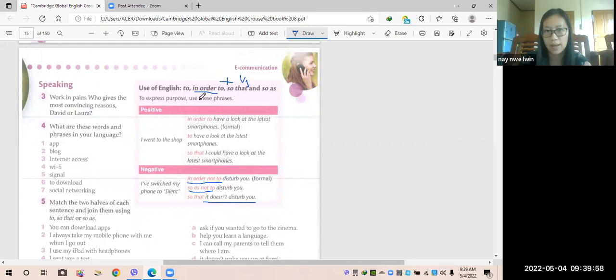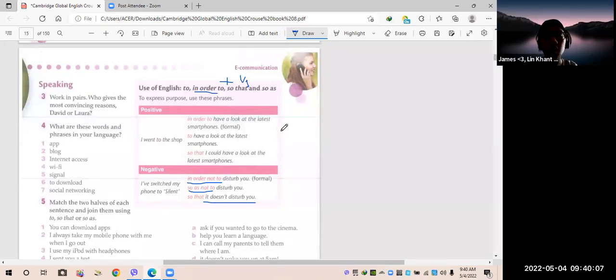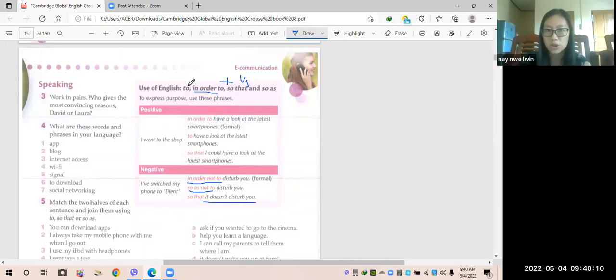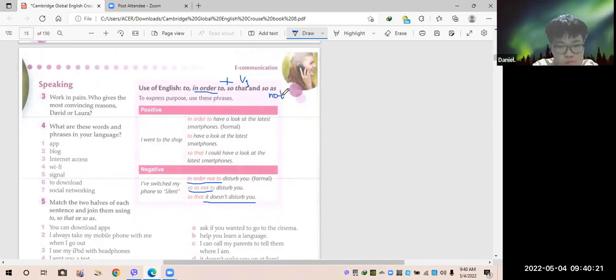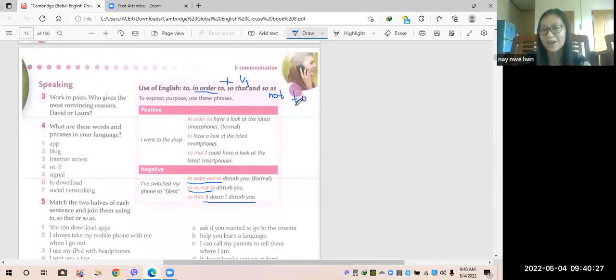So is that clear about everything: in order to, so that, and so as not to, so as to? Is that clear? Yes. Okay, so this time you have to make your own sentences by using to, in order to, so that, and so as not to. So you have to write a full sentence. Sorry about my handwriting, I have to use marks to write that. I'll give you 5 minutes to construct your own sentences. After that, I'll ask you one by one, okay?